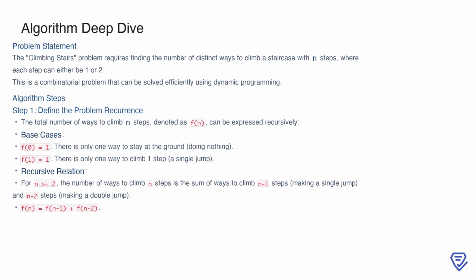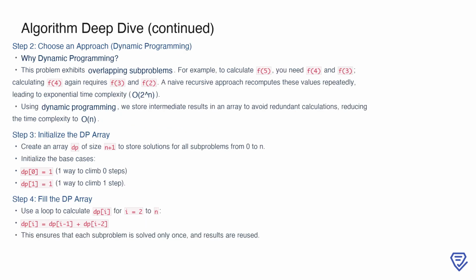This recurrence forms the foundation of our approach. Now, to solve the problem efficiently, we choose dynamic programming as our approach. Dynamic programming is ideal here because the problem has overlapping subproblems. For example, calculating f of 5 requires f of 4 and f of 3, but f of 4 also requires f of 3 and f of 2.